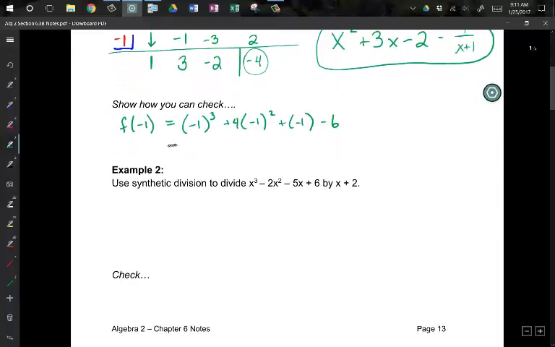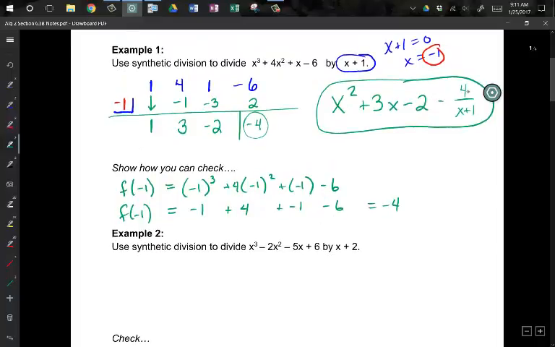So what's -1 cubed, everybody? -1. And -1 squared is 1 times 4 is 4 plus -1 minus 6. So -1 plus 4 is 3, minus 1 is 2, minus 6 is -4. So did the value of -1 give us -4? Yeah, it did. And what was that up above? Our remainder. So that's our check. It's just a way that you can always check synthetic division if you want to. Make sense?